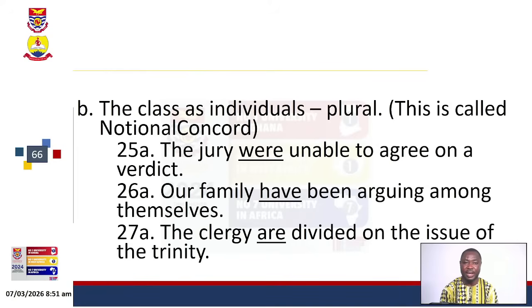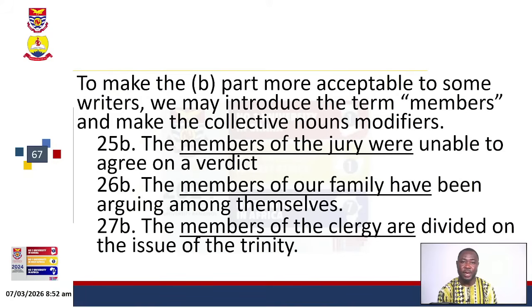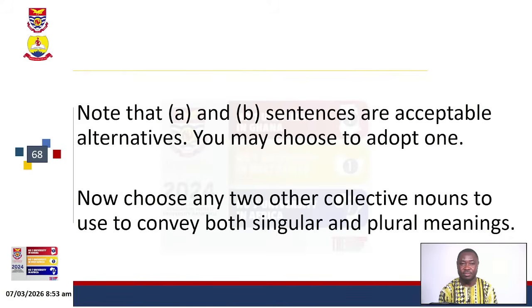They are divided. Good. To make the B part more acceptable to some writers, we may introduce the term members and make the collective nouns modifiers. So usually we say the members of the jury were unable to agree on the verdict. That is more clear. The members of our family have been arguing among themselves. The members of the clergy are divided on the issue of the Trinity. You need to know that A and B sentences are all acceptable alternatives. You may choose one.